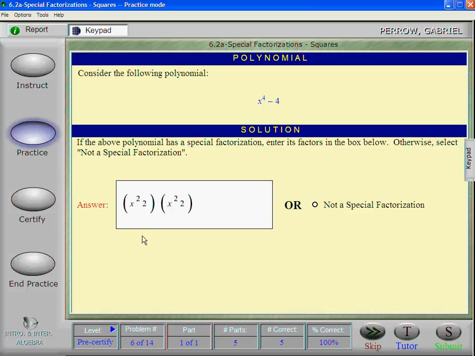And in between these, I can expect a plus and then a minus. This plus minus works when you have the binomial difference of two squares. Difference means subtraction only. If you had a plus sign there, it's not going to work.